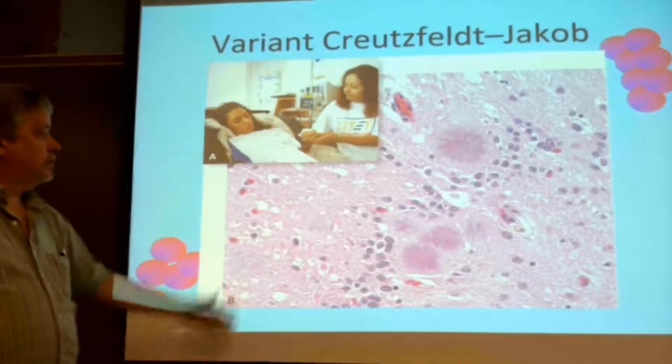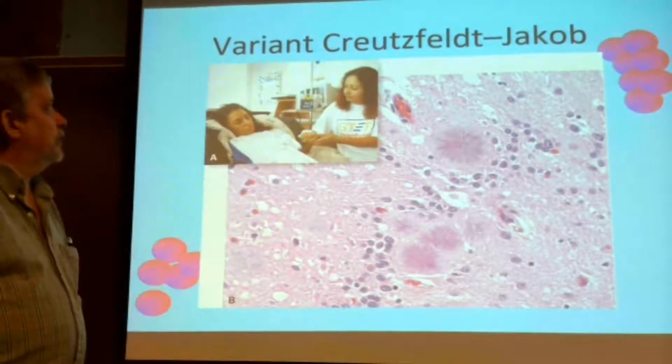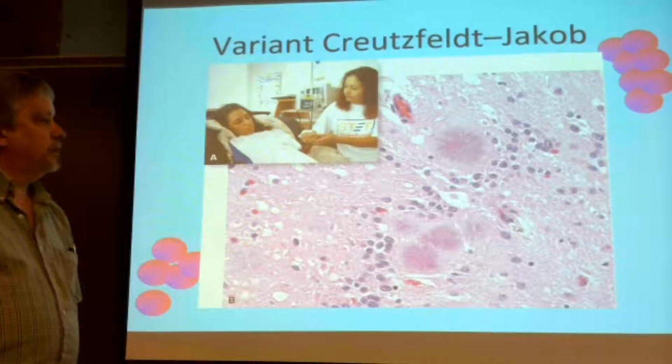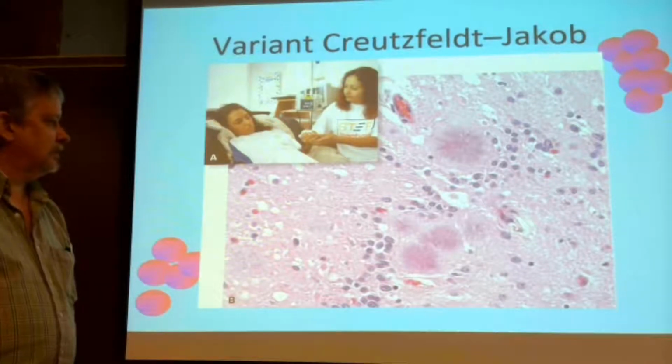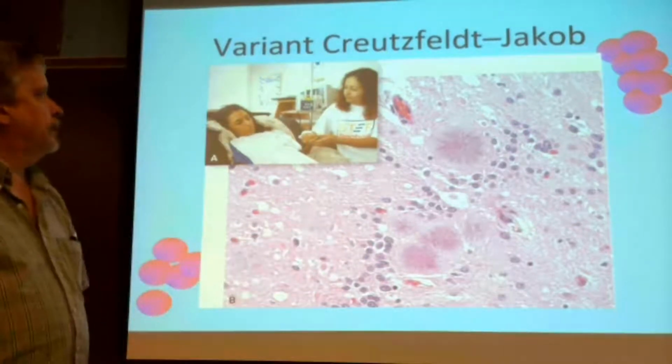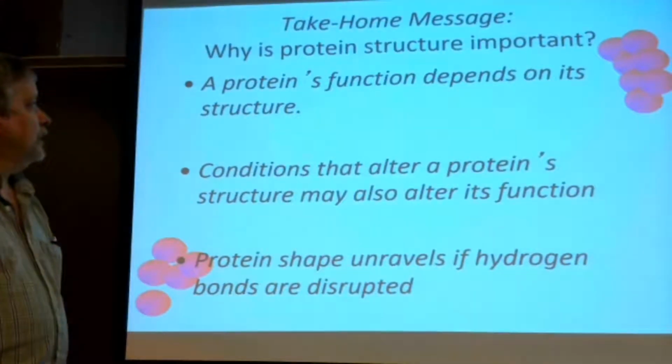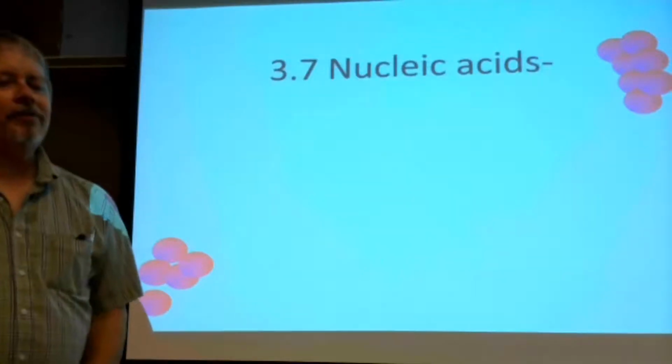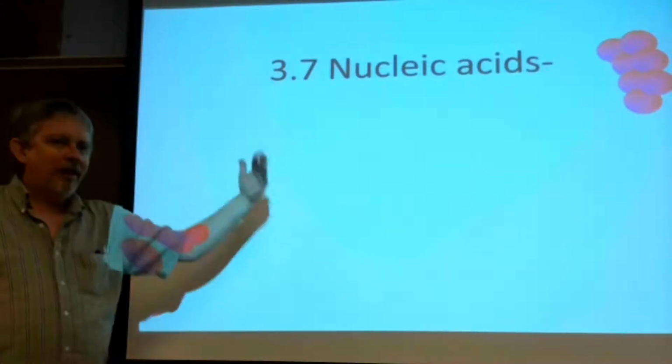So here is an example of brain tissue with the variant Creutzfeldt-Jakob disease, and it just causes these misfoldings all over the place so that they can't function as brain tissue. All right, so that is proteins. We have one organic molecule left to go, nucleic acids.